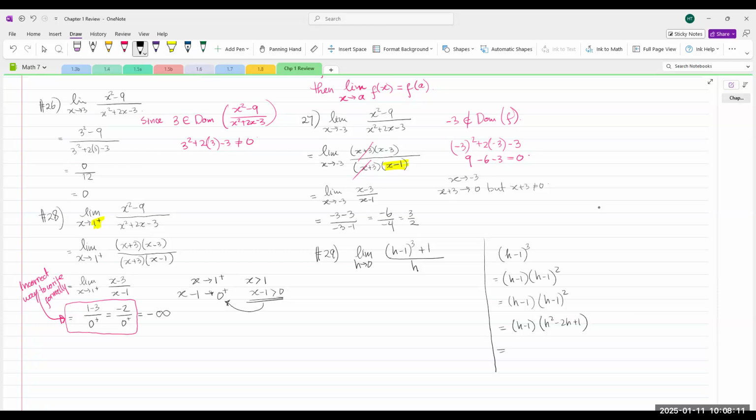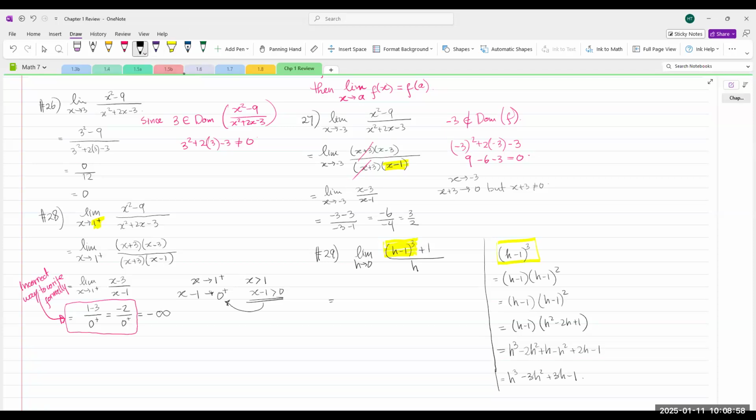When I try to expand this, when I try to FOIL this, that may be a long process, so I do it on the side first. I still need to show that though. So that will give me h cubed minus 2h squared plus h minus h squared plus 2h minus 1. That is h cubed minus 3h squared plus 3h minus 1. So that's what we have as the yellow part, the one I colored yellow there.